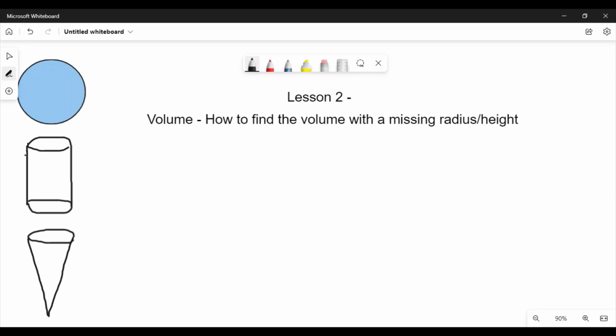Hello, welcome to lesson 2, volume, how to find the volume with a missing radius or height. So to start off, I'll be starting with the cone.